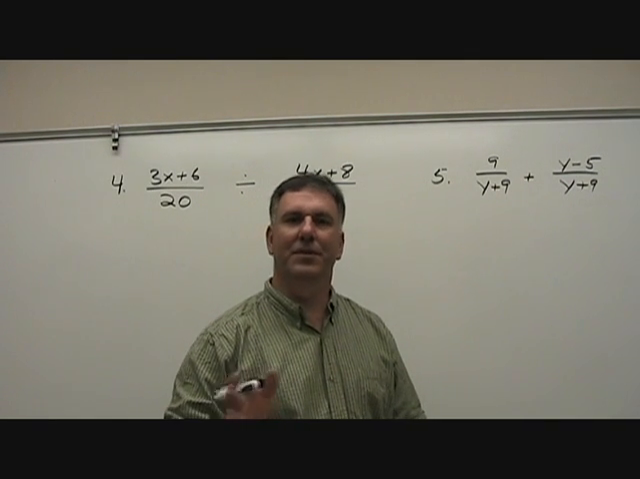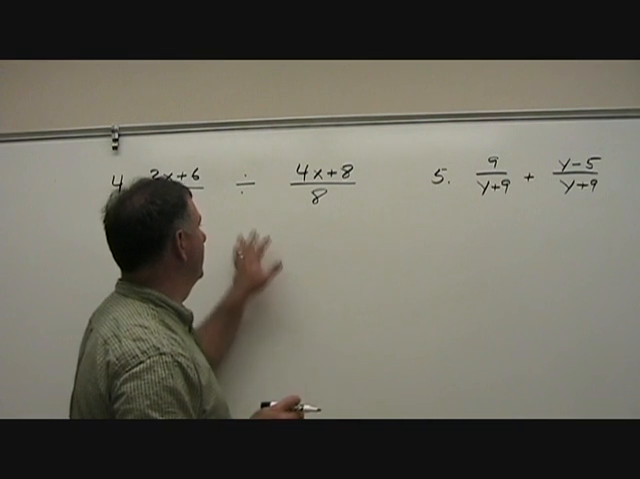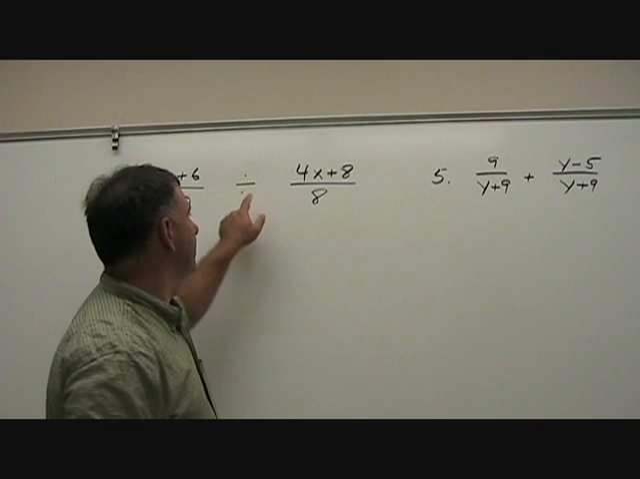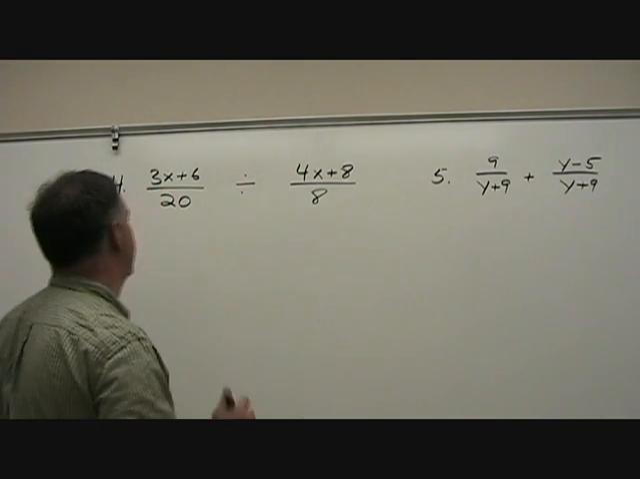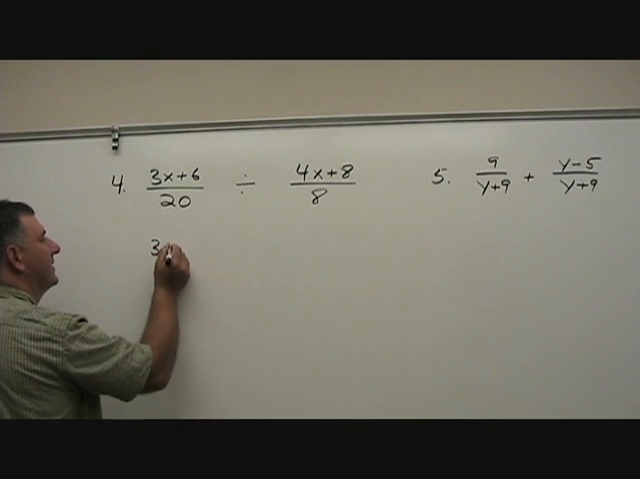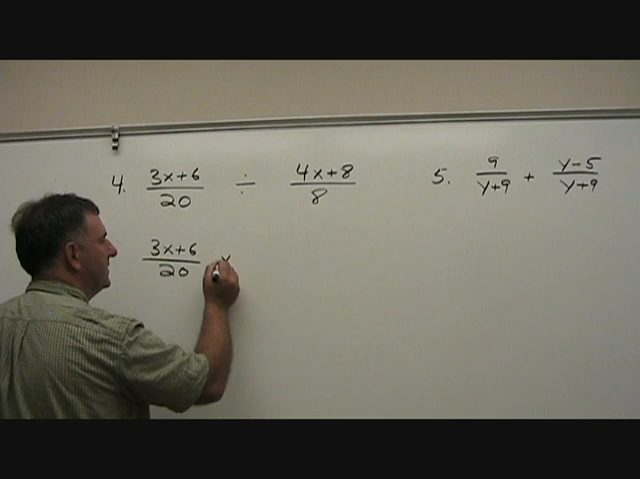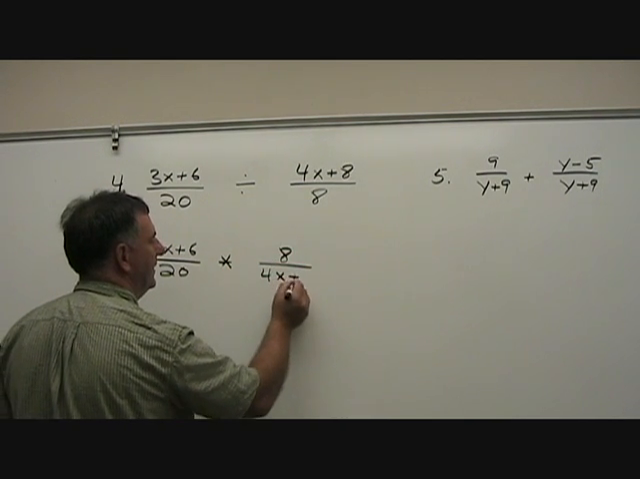Now to finish out the quiz, we want to take a look at problems number 4 and number 5. First of all, with number 4, you notice that this is a division sign. With this division sign, what you need to do is change this to a multiplication by inverting this number right here. So we'll take 3x plus 6 divided by 20 and change this into a multiplication and write it as 8 over 4x plus 8.